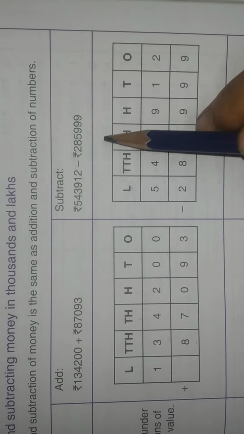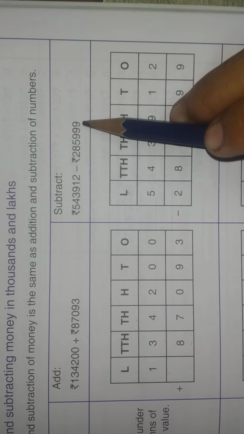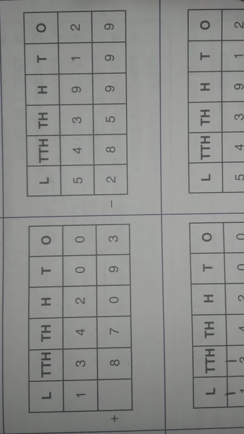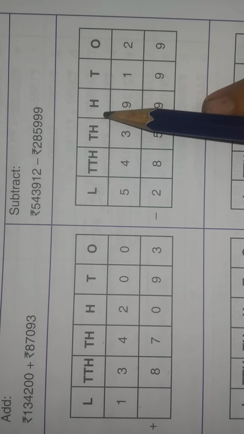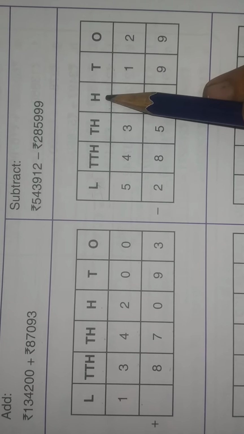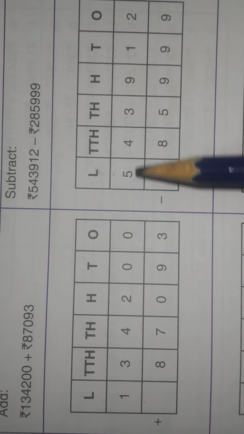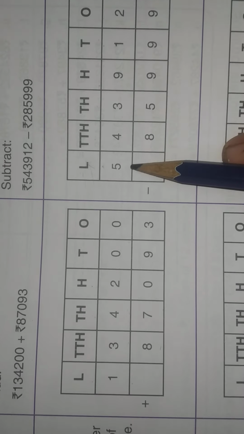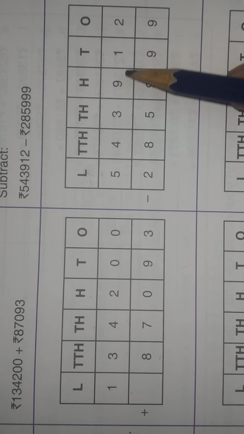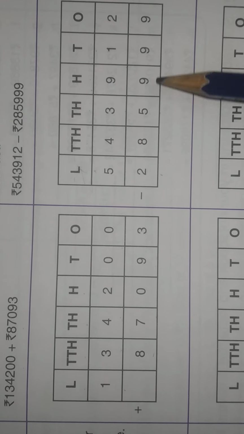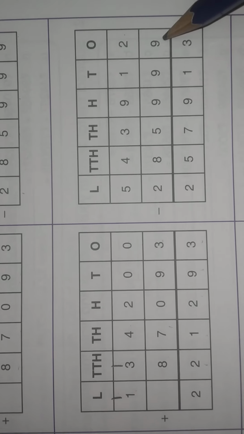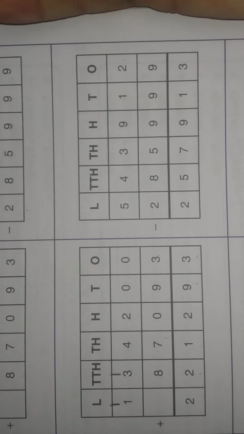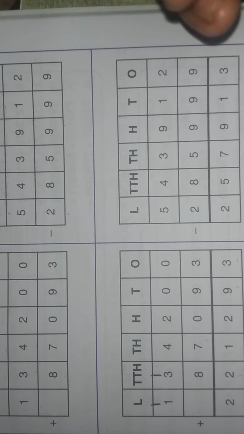5,43,912 minus 2,85,999. So in that, what we have to do here? Ones, tens, hundreds, thousands, 10,000s and lakhs is there. So in that, here we have to write 5,43,912, 2,85,999. Now we'll do addition here. 2 plus 9, 2 on your mind, 9 on your finger, 2 then 3, 4, 5, 6, 7, 8, 9, 10, 11.